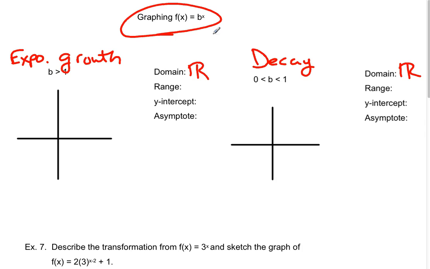The range is actually the same on both of them also, when the b's are under the constraints that I put up here. B in all of these is positive. So when you take a positive to whatever power, you never get a negative. And I can't get 0 either because I can't do a positive to some power and get 0. So what happens then is you get what's called an asymptote. And the asymptote, in this case, is this line right here.